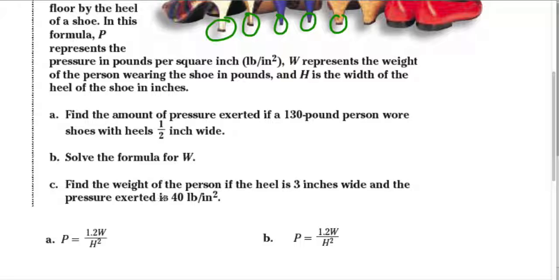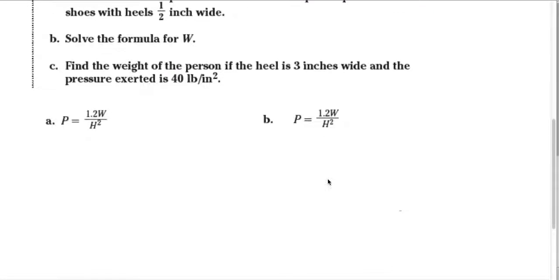And letter B, it's asking you to solve the formula for W. And letter C, find the weight of the person if the heel is 3 inches wide and the pressure exerted is 40 pounds per square inch. In letter C, you notice that you're given the pressure, but you don't know the weight of the person, but you still know the H.